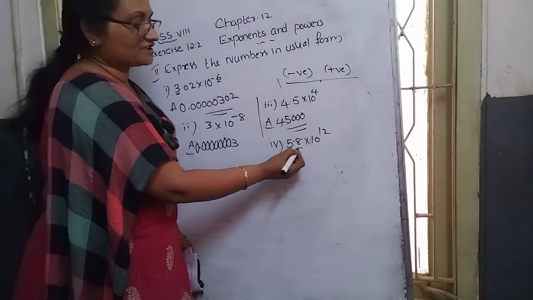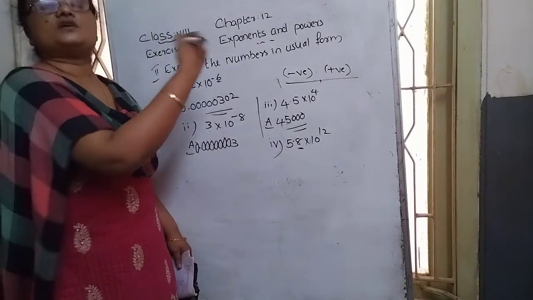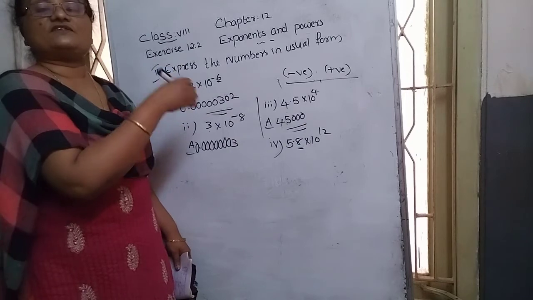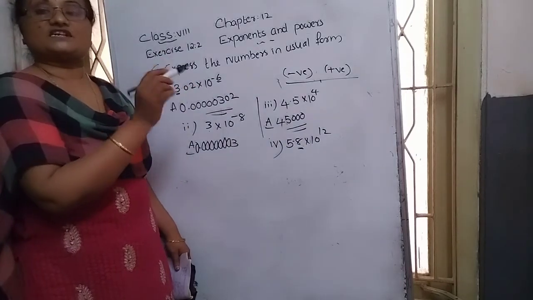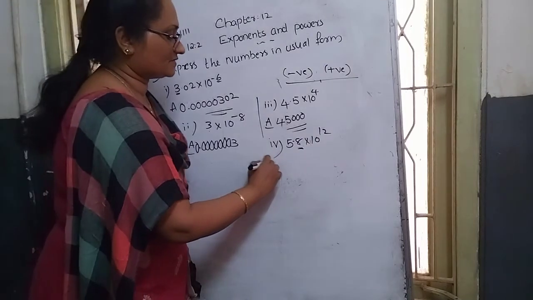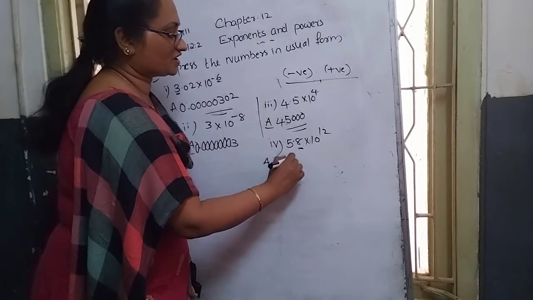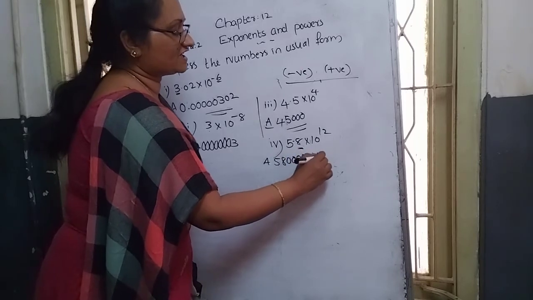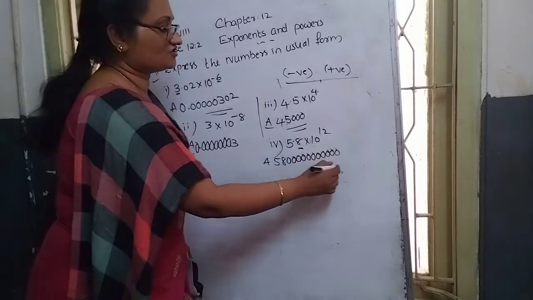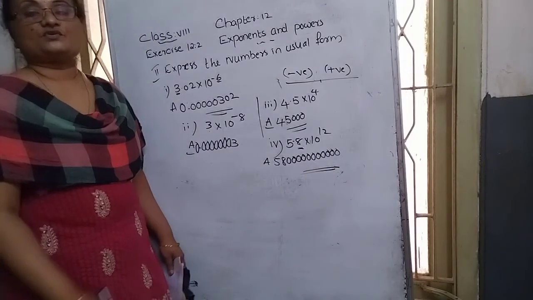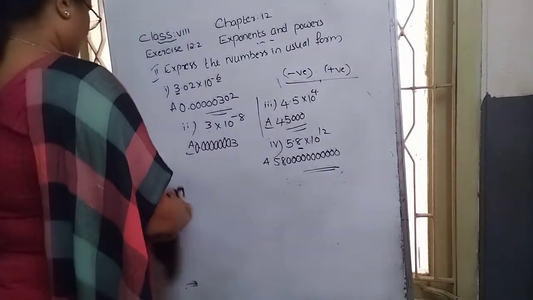Here there is only 1 digit after the decimal, so 11 more digits we want. 11 digits we require, but they are not there. Instead of that, we can write 11 zeros. So the answer becomes 58 followed by 11 zeros. In this way, we can write it the easy way. I hope you can understand this model question.